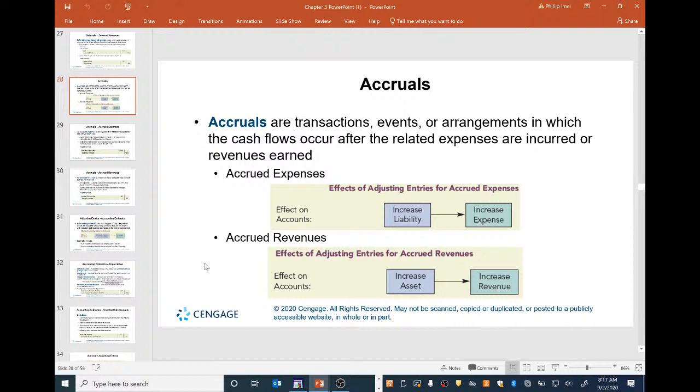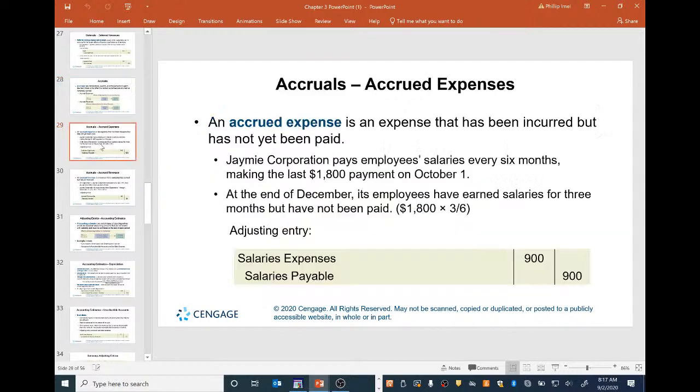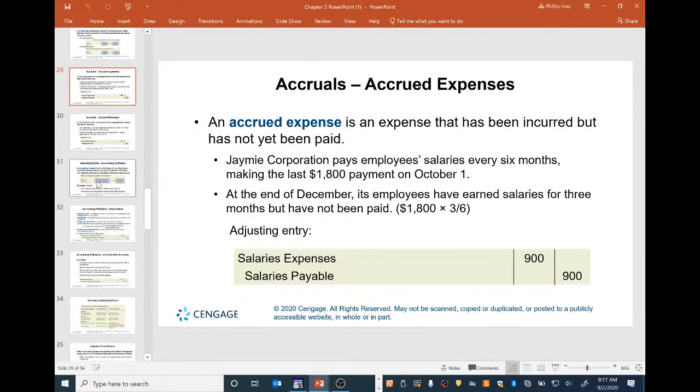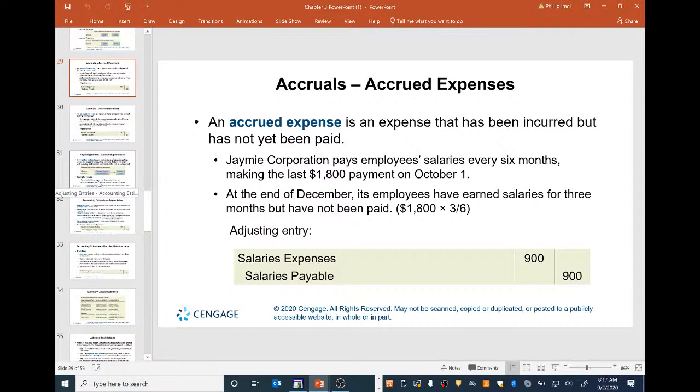It says here effects on accounts: increase the asset, increase revenue. I don't really like the way they're doing that here. So let's just go ahead and get through the actual example with the journal entry here. An accrued expense, once again, is an expense that has been incurred but has not yet been paid. So the example here says Jamie Corporation is going to pay employees' salaries every 6 months, making the last $1,800 payment on October 1st, okay?